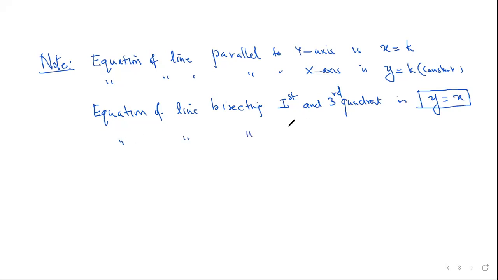Equation of a line bisecting the second and fourth quadrant. What will be its answer? Y equal to minus x.